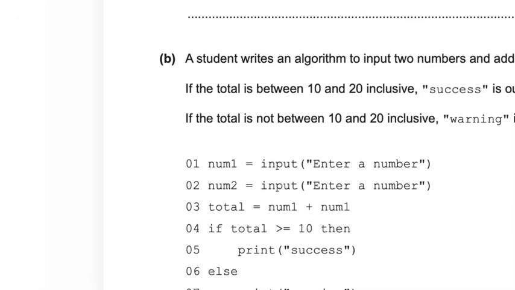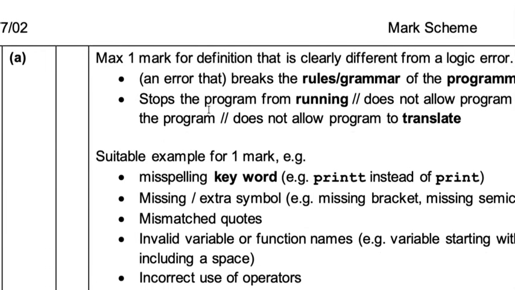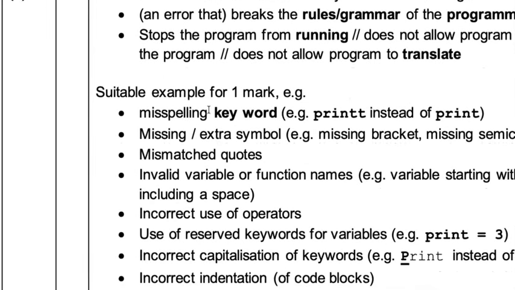And it will usually stop the program running because you have to make sure that you fix it. So if you want to also give a real life example in Python, for example, then you should be able to get a mark for that. We'll look at the mark scheme and see how they're going to mark this. And it says, yeah, so it breaks the rules of the programming language. It stops the program running.